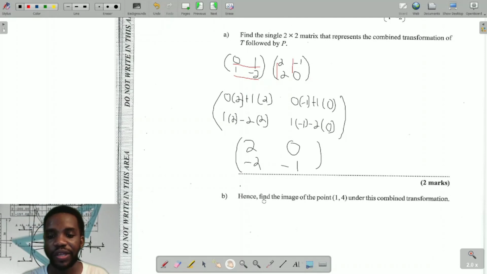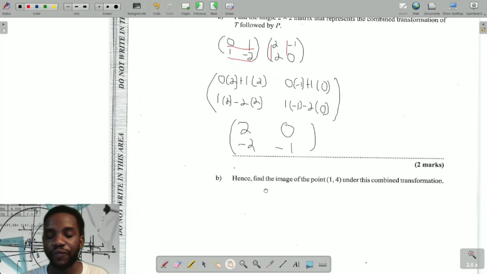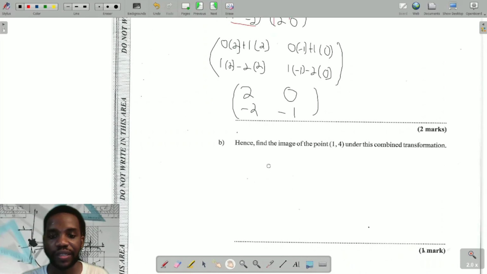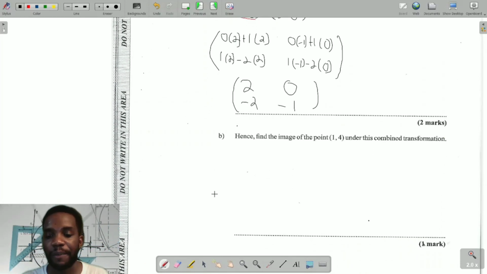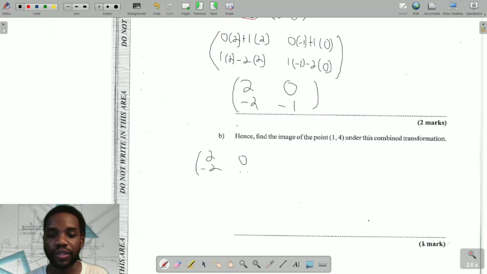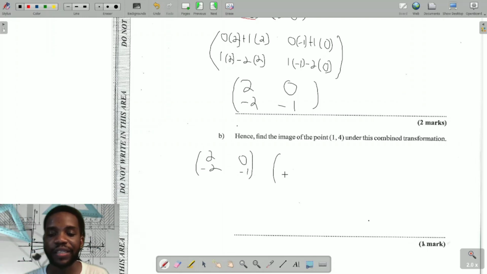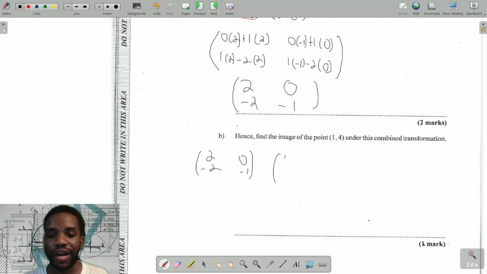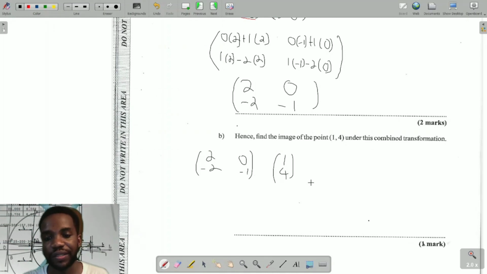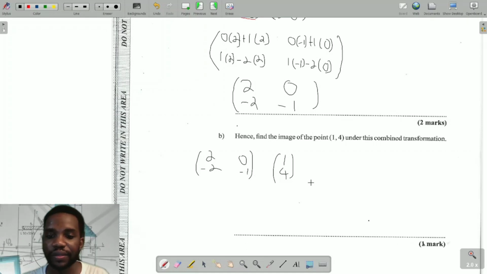Good. Now it says, find the image of the point 1, 4 under this combined transformation. Very good question. Because once you're finding the image of a point under a combined transformation, or any transformation, all you really need to do is take the transformation matrix, which is 2, 0, negative 2, negative 1, and multiply it by the position vector of the coordinate. So I'm going to have 1, 4. And bear in mind that I can easily transition between a position vector and a coordinate.